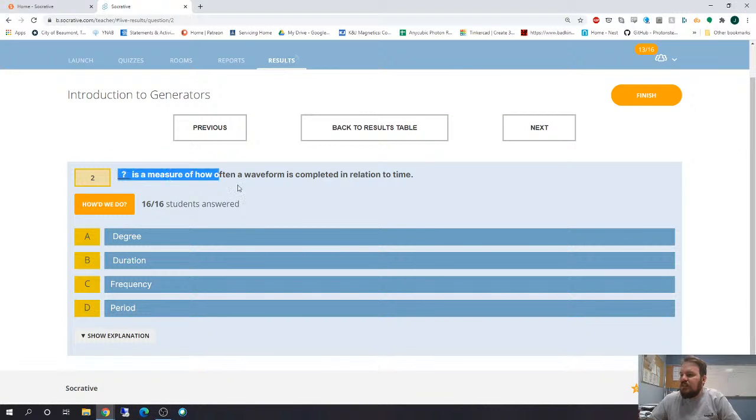This next one is frequency, as a measure of how often a waveform is completed in relation to time. That frequency, that's how many cycles of the sine wave in a second. So it's all the way up, down, and back. There is a formula to look at on page 34 that we will get to on some of the last questions, questions 7 and 8. We will get to that whenever we get there.